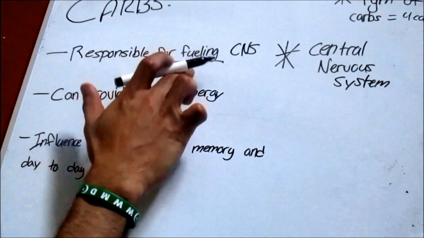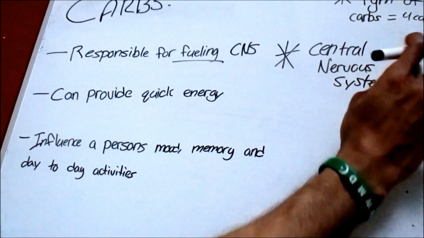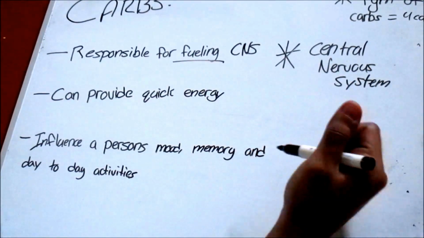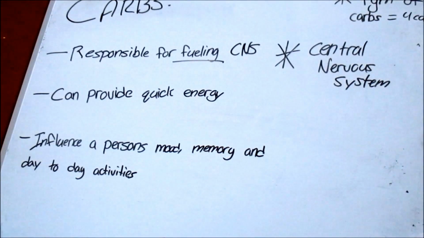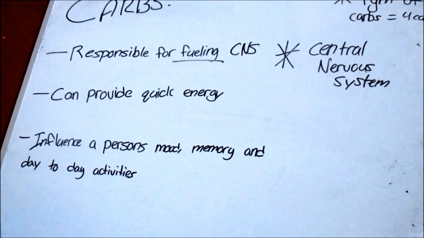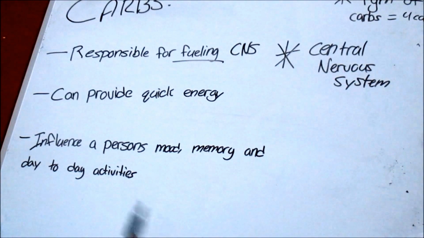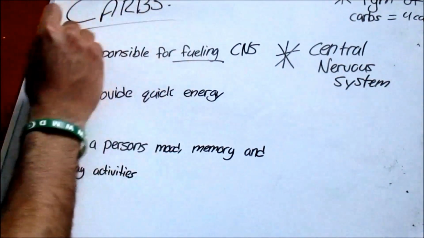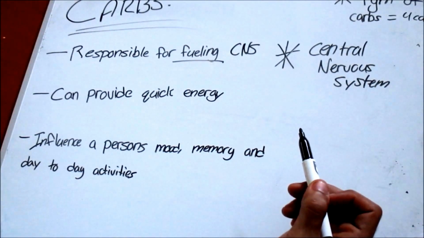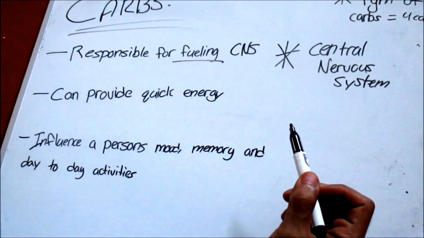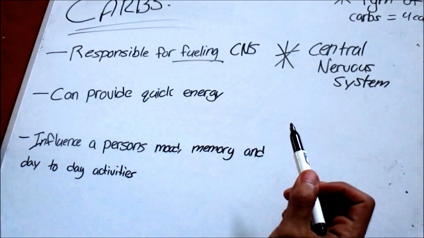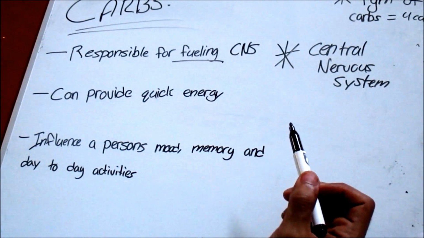So they're responsible for fueling the CNS, which is the Central Nervous System. They can provide quick energy, so if you're ever down on energy, you feel really tired and drained, grab a bag of Sour Patch Kids or a drink or something with high carbs. If it has higher carbs, it's a higher chance of it giving you a quicker burst of energy, but you might notice a crash a little bit afterwards, or in some cases, depending on what you ate, you might not have a fast acting carb, so it might not hit you as quickly as you would like.